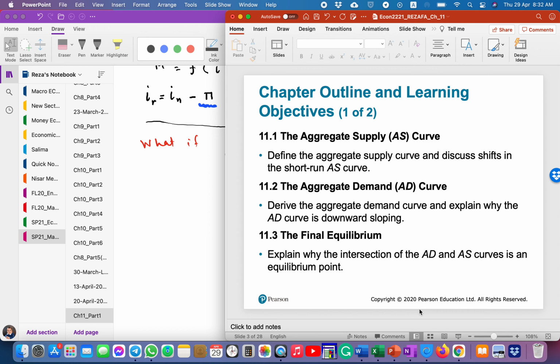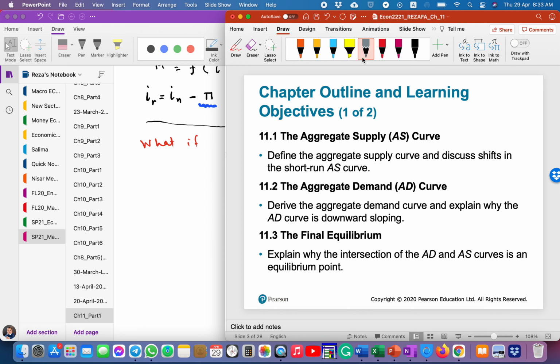It's like interconnected containers: if a change in one market happens, there's going to be an effect on the other market, and ultimately both markets are going to be in equilibrium. And that is basically explaining the aggregate demand.